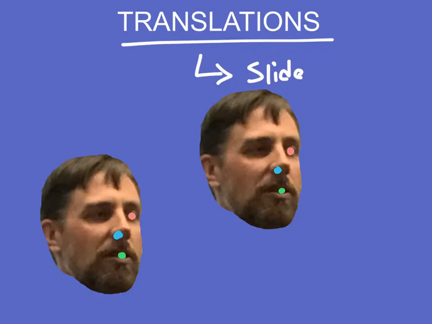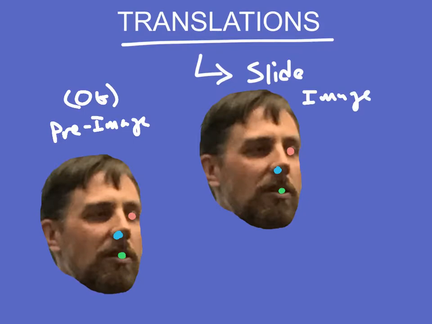Now, what I want to do is first name this. This is my pre-image, also my original image, and this is my image. This is the result of my translation. Now, I'm going to call these points over here points A, B, and then C. And then my corresponding points over here would be A prime, B prime, and then C prime. And that's what I got.